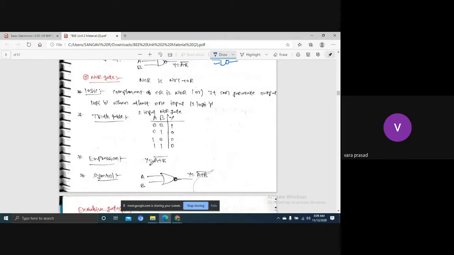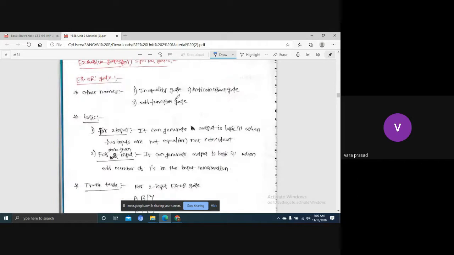The expression for the NOR gate we can write as Y is equal to A plus B, whole bar, which means complement. And the symbol is the OR gate symbol. If you keep a bubble outside, this is NOR.